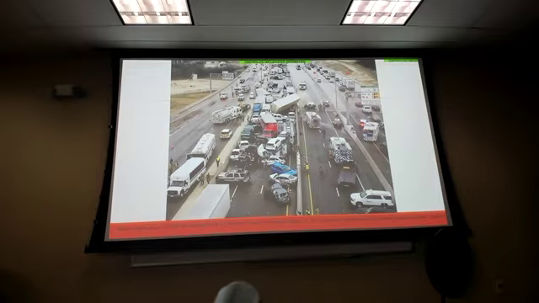This was an accident in Dallas, but there was probably two drops of rain on the roadway that caused this. Rain in Texas, never good.